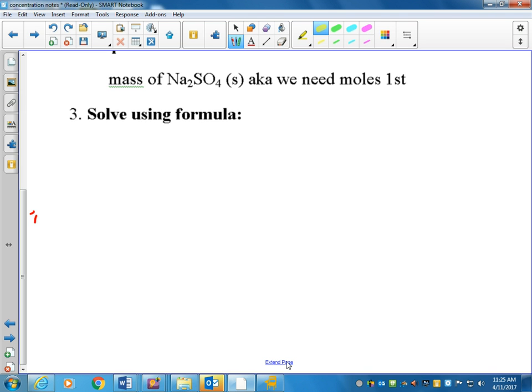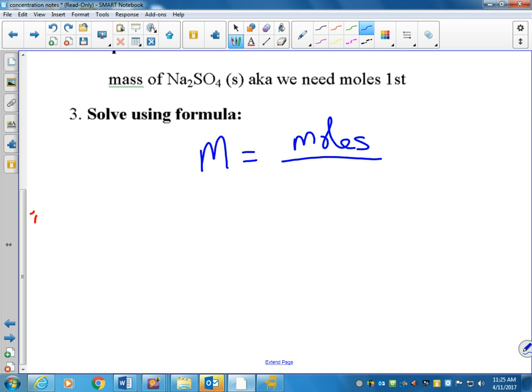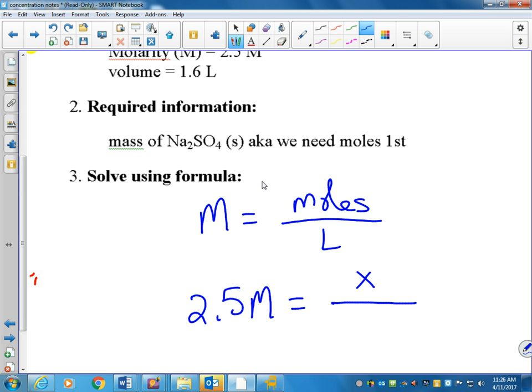So you guys ready? M is equal to your moles over your liters, right? We know that our concentration is 2.5 moles per liter, a molar solution. The moles is what we're trying to find out, and the amount of liters, what was the amount of liters that we had? 1.6, right?